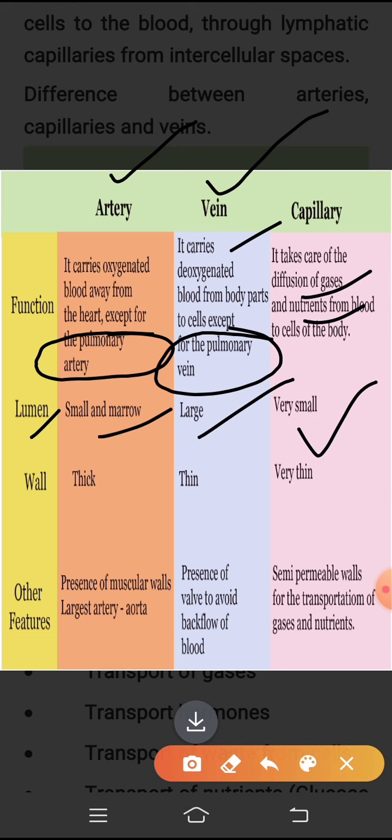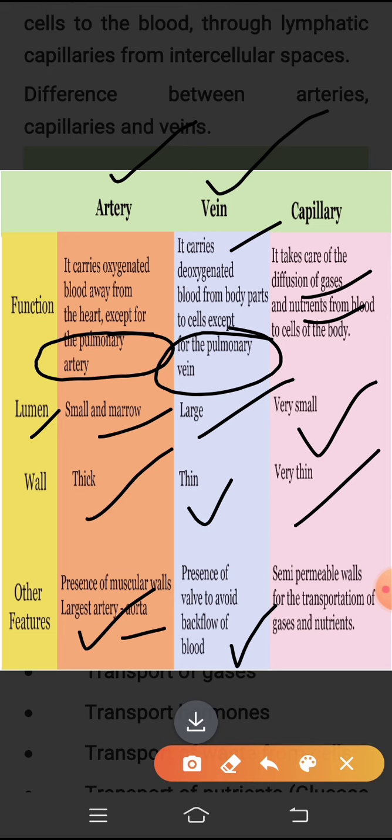Then walls of the arteries are thick because the blood coming out of the heart is under high pressure. The walls of the veins are thin because the blood is no longer under pressure. The walls of the capillaries are very thin. So some of the other features are also mentioned here. That is, arteries have muscular walls and the largest artery is the aorta. I repeat, the largest artery is the aorta.